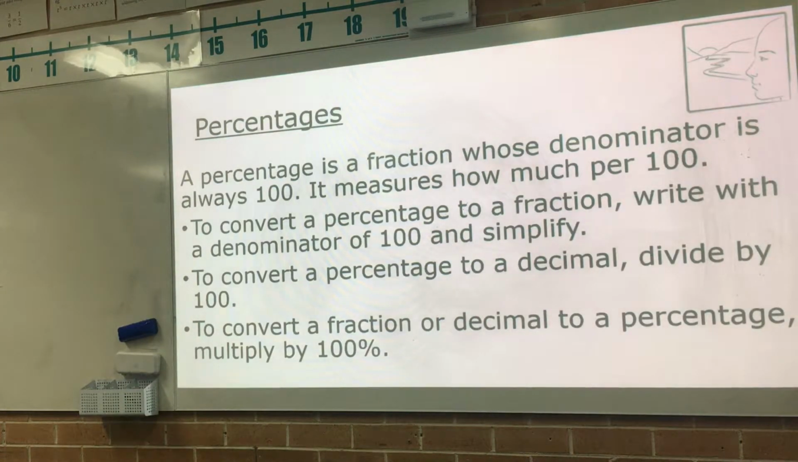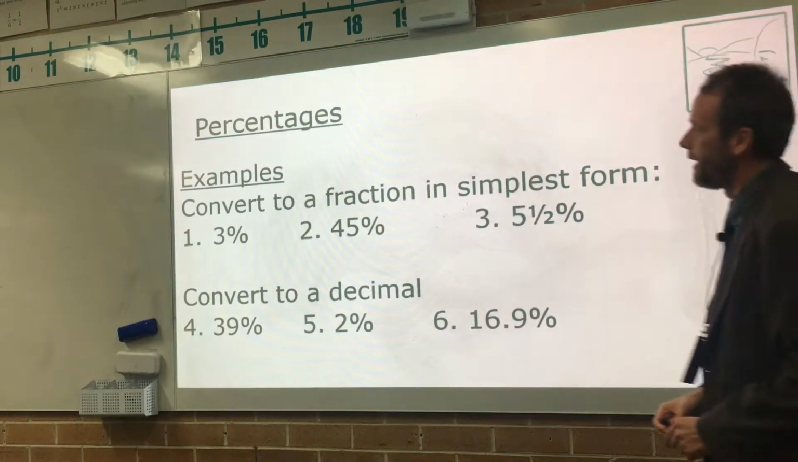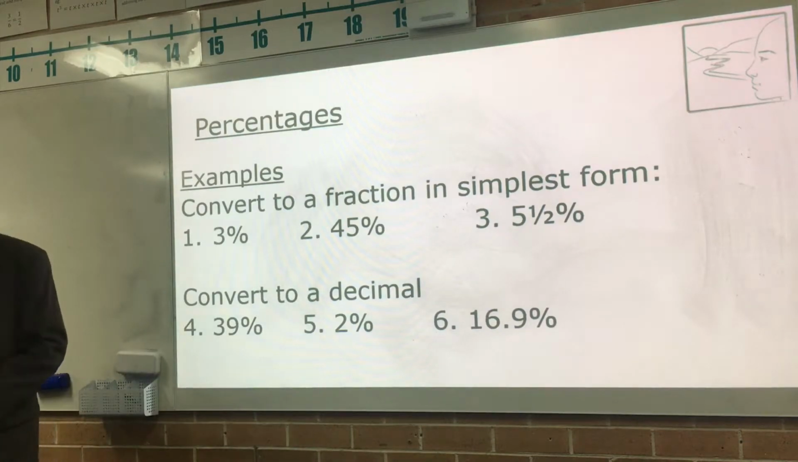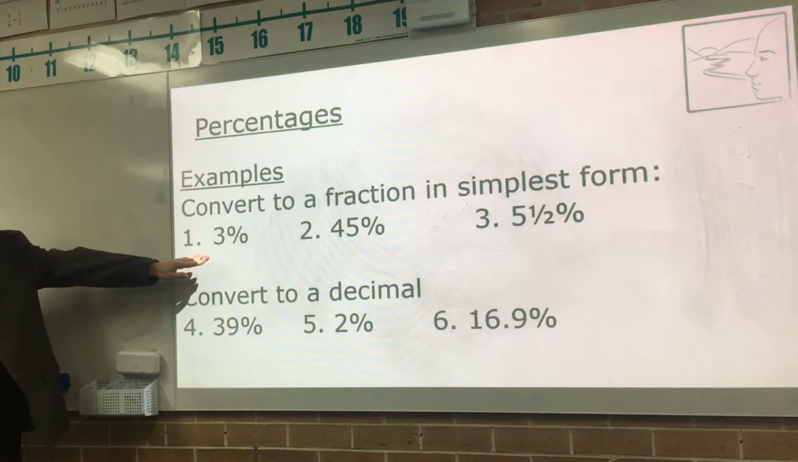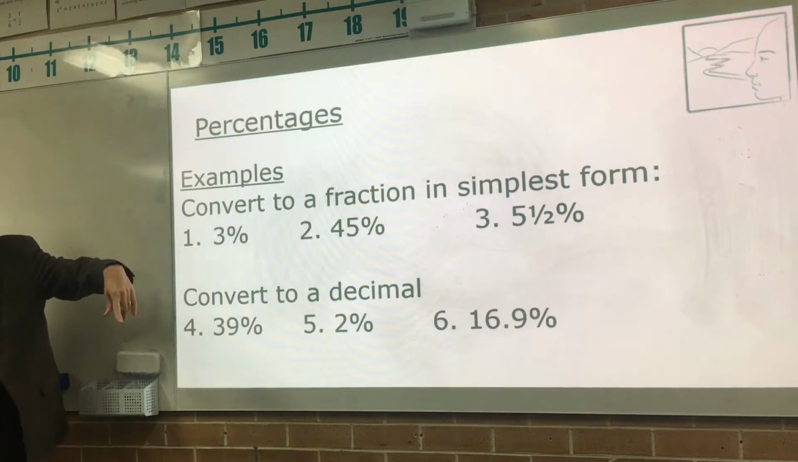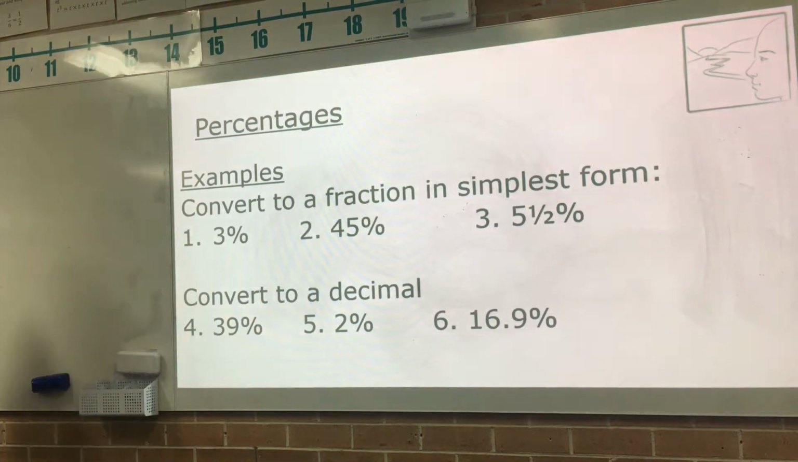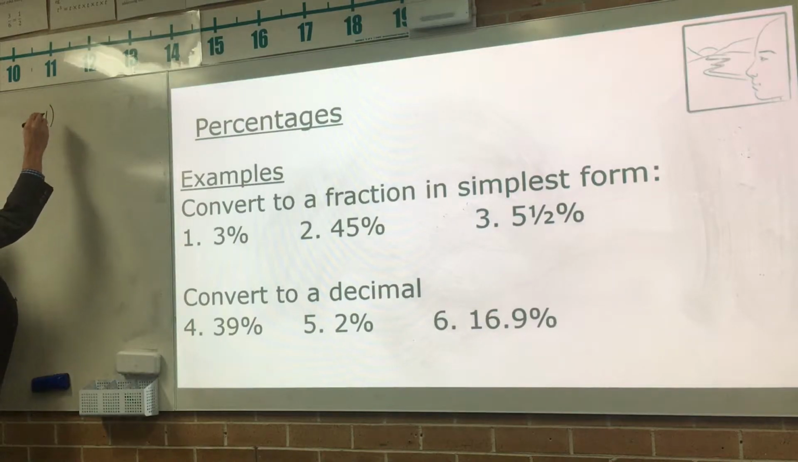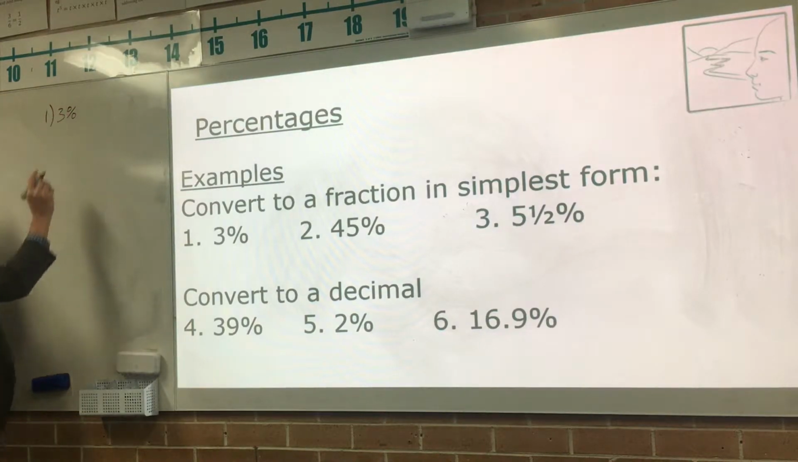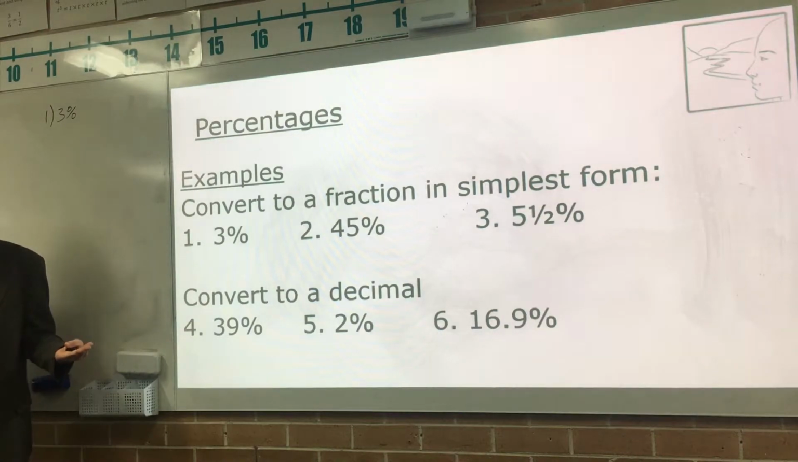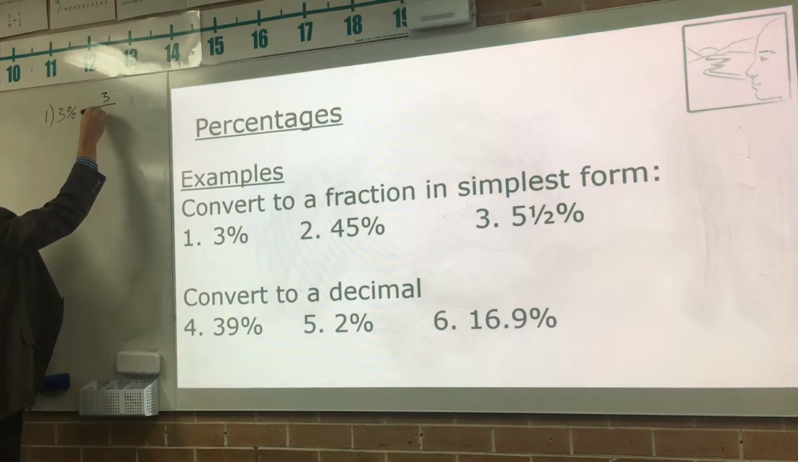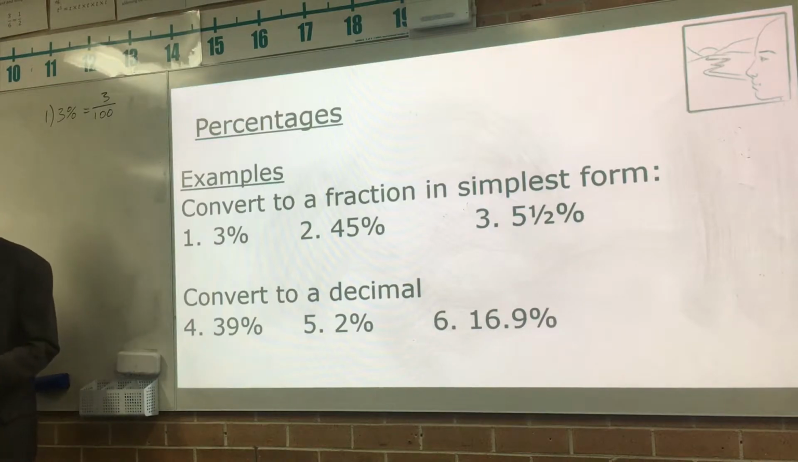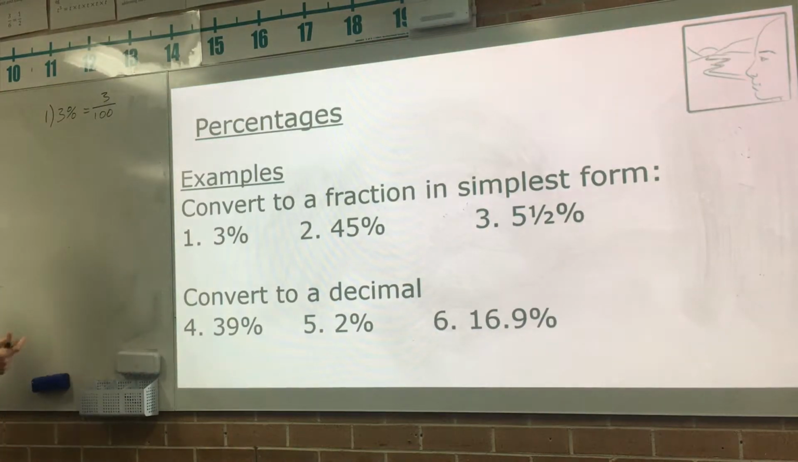So I've got some examples. Let's get in. There's quite a few of them. So we're going to begin. This first example here says, convert to a fraction in simplest form. So we're given it as a percentage, and we need to convert to a fraction. We need to remember what we did before. So question 1, 3%, is 3 parts per 100. We want to go to a fraction. So if it's 3 parts per 100, it's 3 out of 100. Pretty straightforward. Question 2 is 45%.